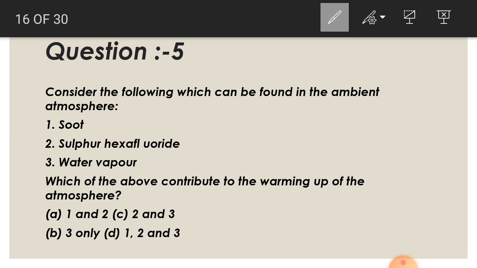Now our next question: consider the following which can be found in the ambient atmosphere. So basically, if we are in the atmosphere, which kind of gases and particles will we get? This question is all about this. Option 1 is soot, another is sulfur hexafluoride, and another is water vapor. Which of the above contribute to the warming of the atmosphere?